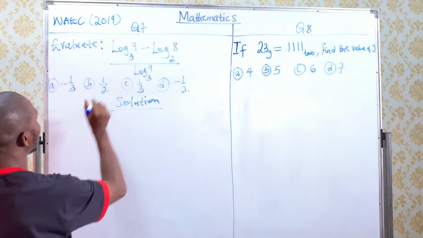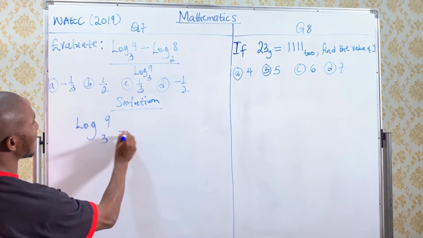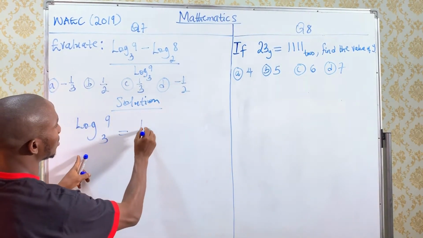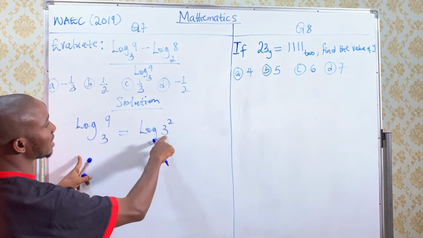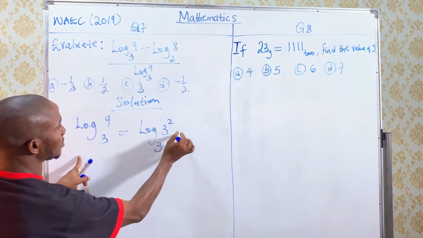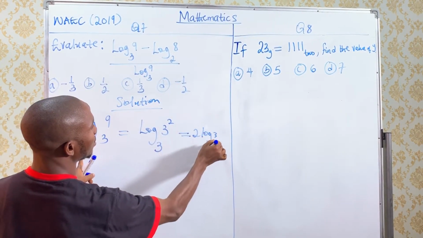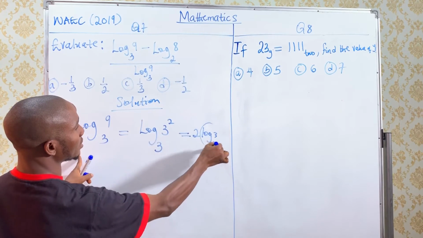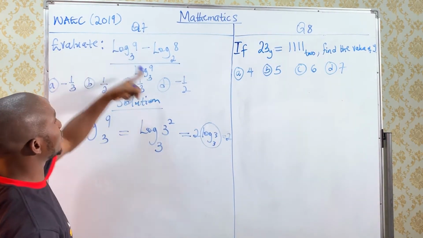Let's pick this log. What will be log 9 base 3? Log 9 base 3 is the same thing as saying log 3 raised to power 2, since 3 raised to power 2 is 9, that is 3 times 3. Then we have the base to be 3. This becomes 2 log 3 base 3. Log 3 base 3 is 1. We are left with 2. It means the whole of this has become 2.